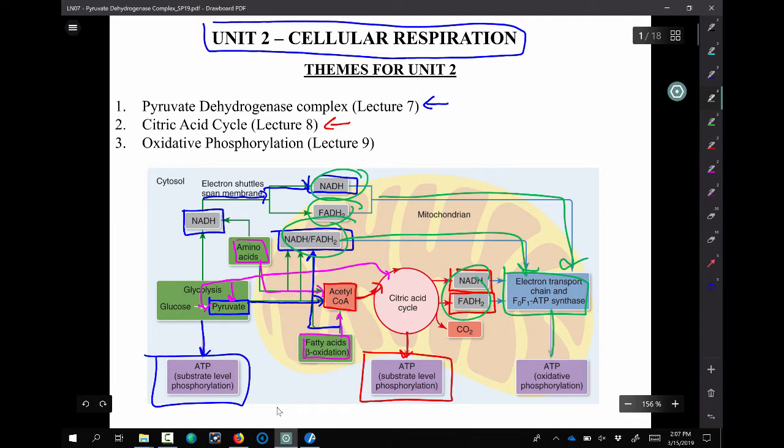And by and large, oxidative phosphorylation, which is another way to make ATP. You have to have oxygen to do it, though. That will be covered after the break, in lecture 9.